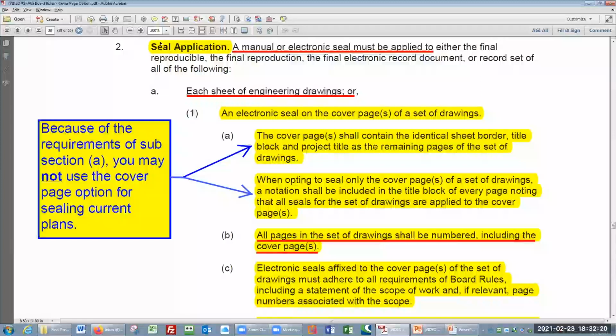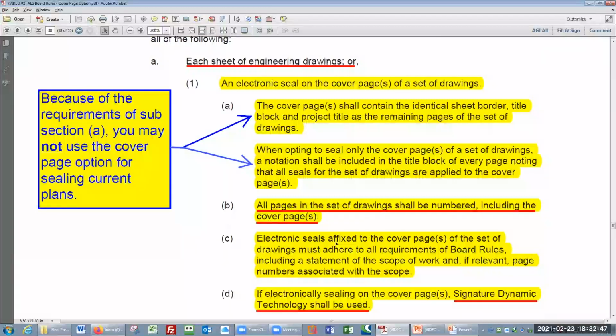A manual or electronic seal must be applied to either the final reproducible, the final reproduction, the final electronic record document, that's what we're talking about, or record set of all of the following. It used to say each sheet of engineering drawings. There was no "or." Now there is an "or." That's the big one. An electronic seal on the cover page or pages of a set of drawings. That's the authority you have to use it.